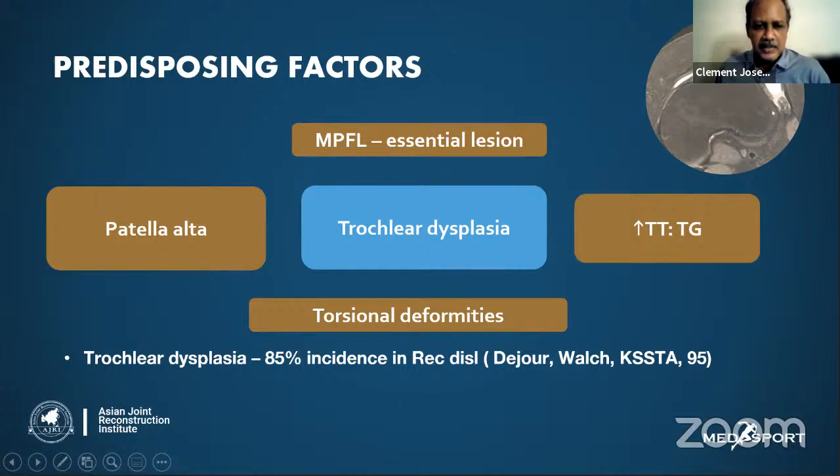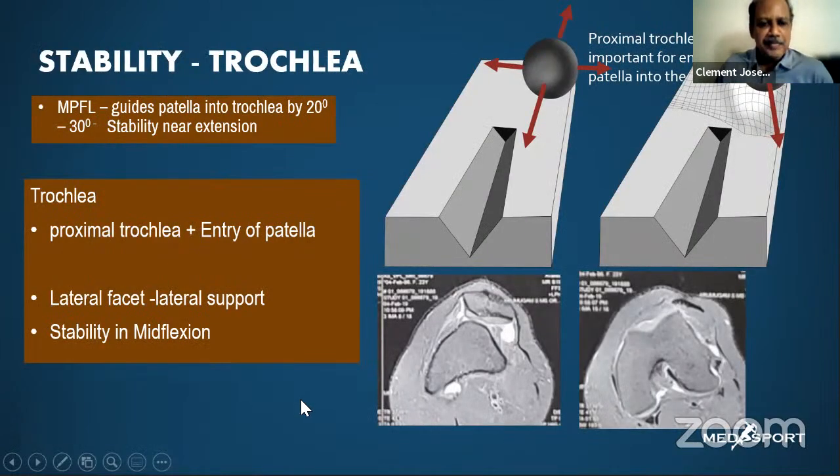It is surprising to note that some amount of trochlear dysplasia can be present in up to 85% of these patients, if you look for it actually. And we all know that MPFL guides the patella into trochlea by around 20 to 30 degrees of knee flexion. So the MPFL is important for stability near extension. Where trochlea is important is it accounts for the stability in mid-flexion angles.